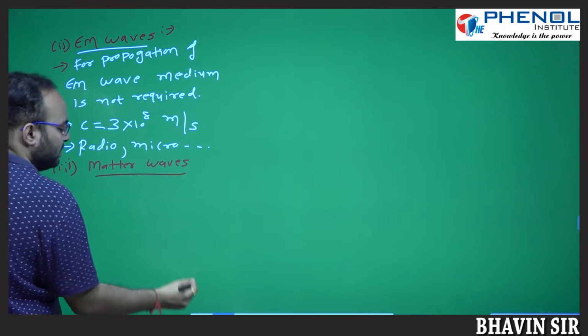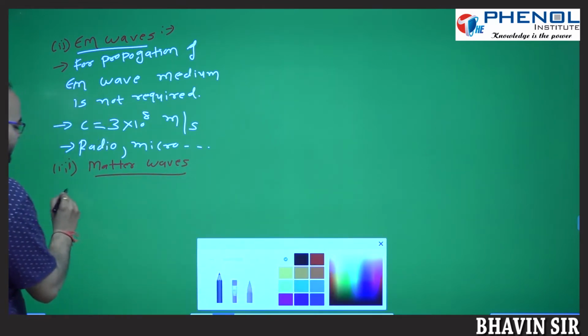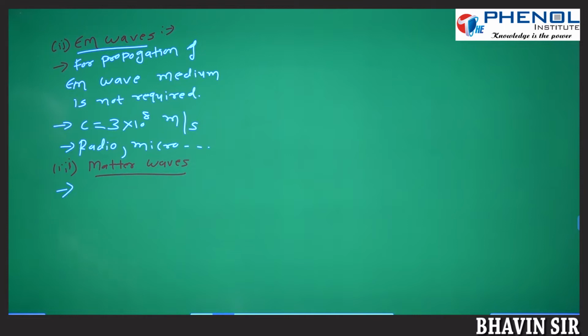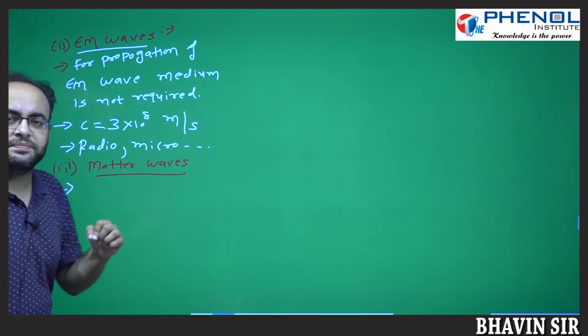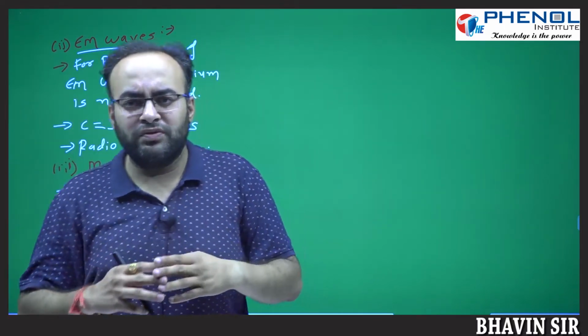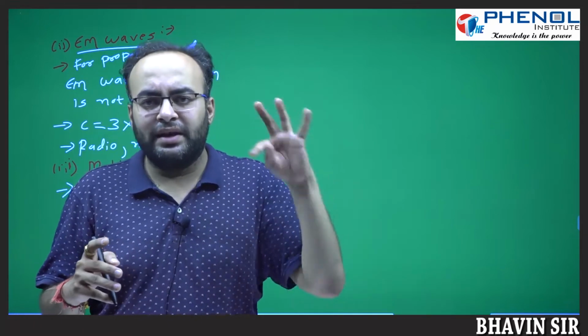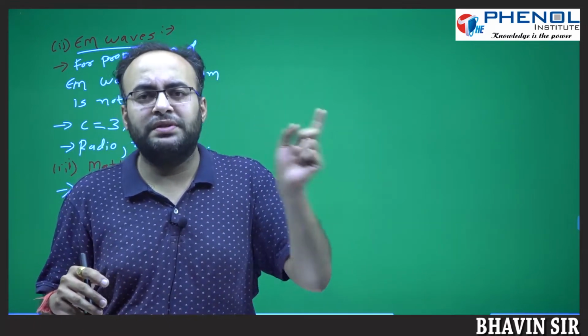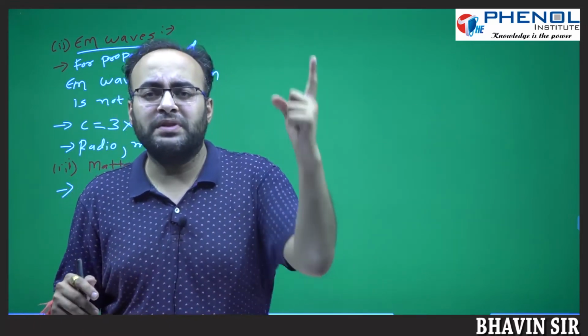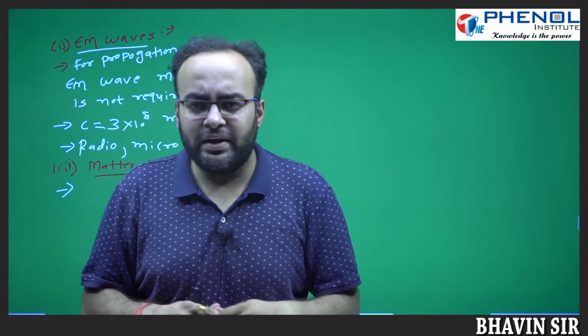Now this is matter waves, which we also study in chapter number 11, de Broglie wavelength. Matter waves means due to the motion of particles like electron, proton, neutron, a wave pattern is formed. This is known as matter waves.